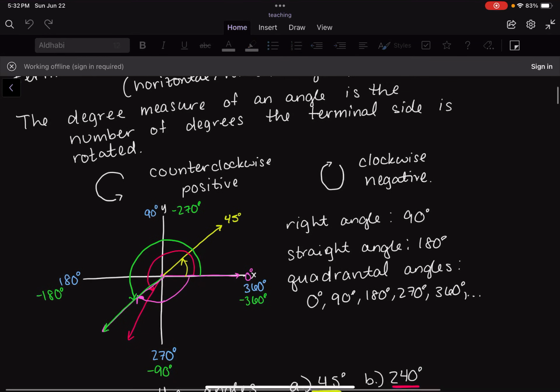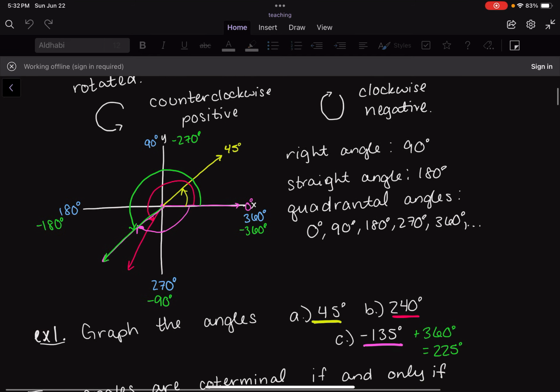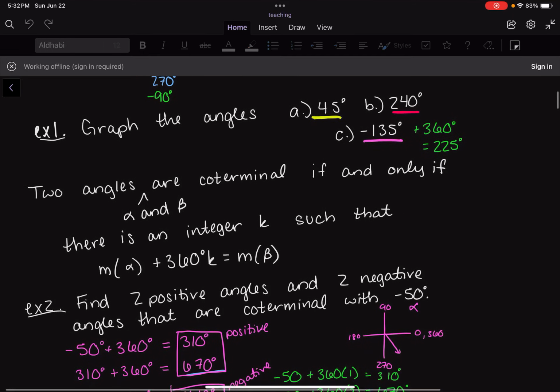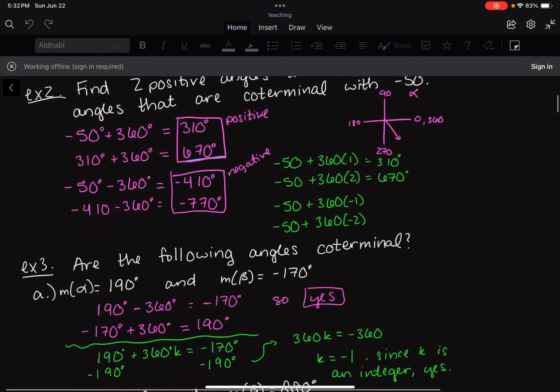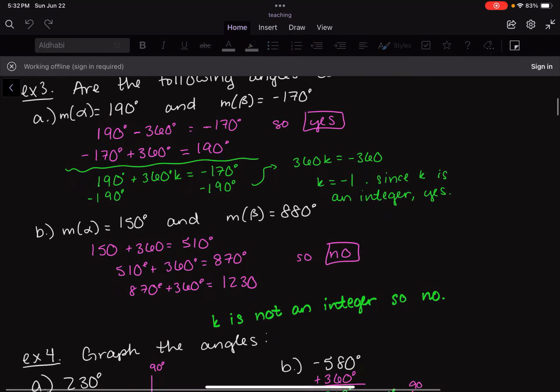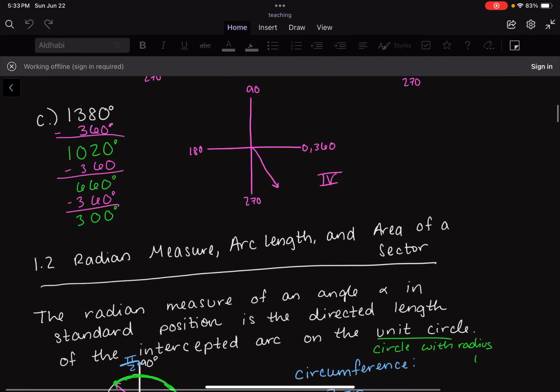Remember that counterclockwise is going to be positive, clockwise would be negative. Knowing some angles, we talked about coterminal here, so that's great to go over. The nice thing is you can always rewatch these videos. If there's something that didn't make sense to you, you can always rewatch.